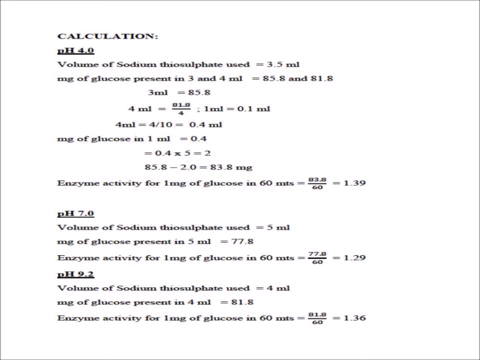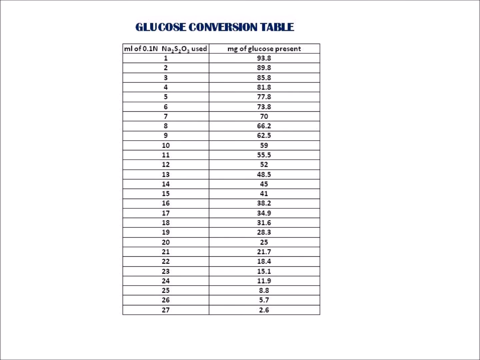1.36. Here we should calculate enzyme activity for 1 milligram of glucose formed in 60 minutes. For this, like the previous experiment, the volume of sodium thiosulfate used should be noted. The milligrams of glucose present in 3.4 ml we will get from Schooler's glucose conversion table. Then after that, we can calculate enzyme activity for 1 milligram of glucose converted in 60 minutes. In this way, for pH 7 and pH 9.2, it should be calculated. This is the same glucose conversion table used in the previous experiment.